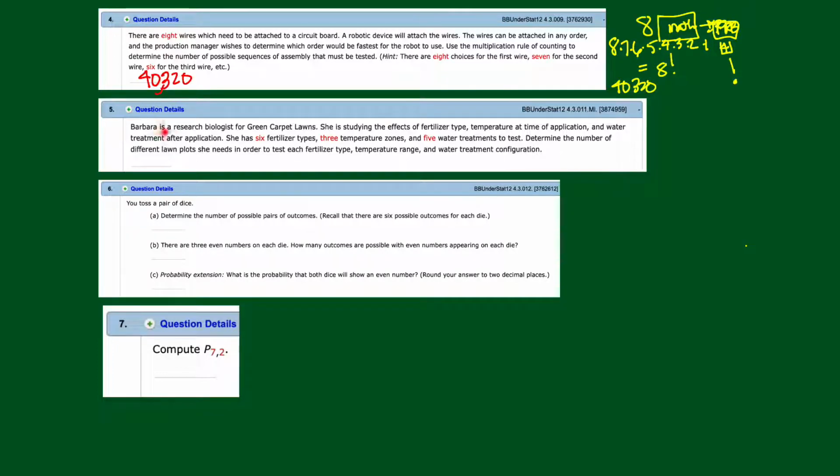Problem 5. Barbara is a research biologist for green carpet lawns. She's studying the effects of fertilizer type, temperature at time of application, and water treatment. She has 6 fertilizer types, 3 temperature zones, and 5 water treatments. Determine the number of different lawns she needs to get them all.